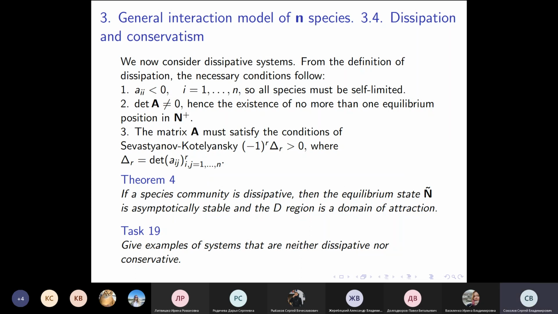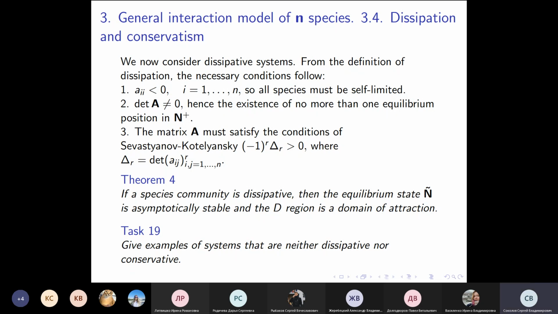So far, it is really a big result. We see that if the matrix satisfies the dissipation conditions, if the matrix is dissipative, and if the state of our equilibrium exists, then it will always be stable.